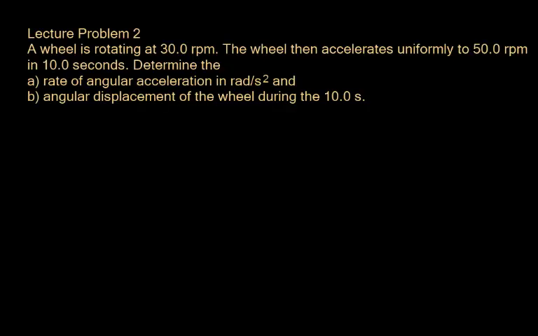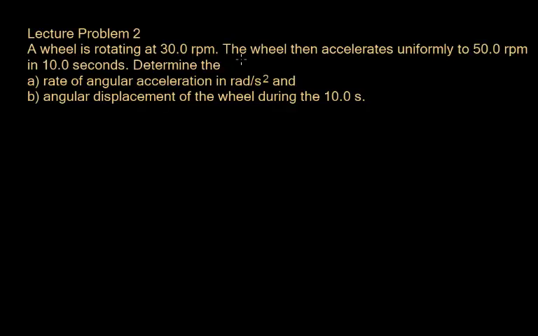Lecture problem 2. A wheel is rotating at 30 rpm. The wheel then accelerates uniformly to 50 rpm in 10 seconds. Determine the rate of angular acceleration in radians per second squared and the angular displacement of the wheel during the 10 seconds. This is clearly a rotational kinematics question, and it is not that much different from the one-dimensional kinematics that we have learned early on in the semester.